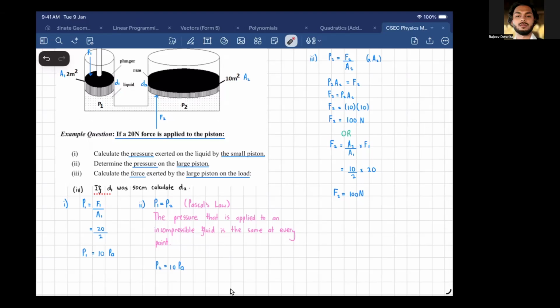Let's see. So F1 D1 is equal to F2 D2. So D2 would be equal to F1 D1 all over F2. Yeah, that's correct. All right. Okay, Jaden, it isn't wrong. It's just you might lose some marks because you didn't convert it to meters.